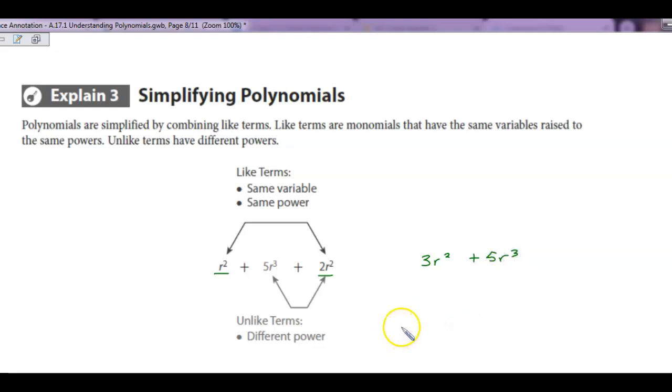If I were to write it in standard form, which one would come first? And if you said the 5r cubed, you were correct, because cubed is larger in degree than squared. And so this would be your simplified expression.